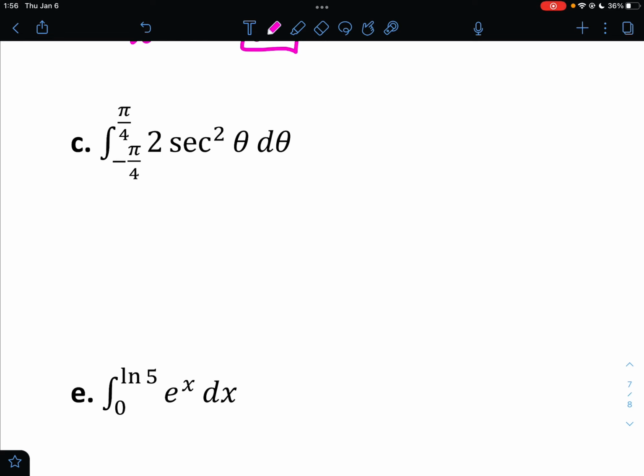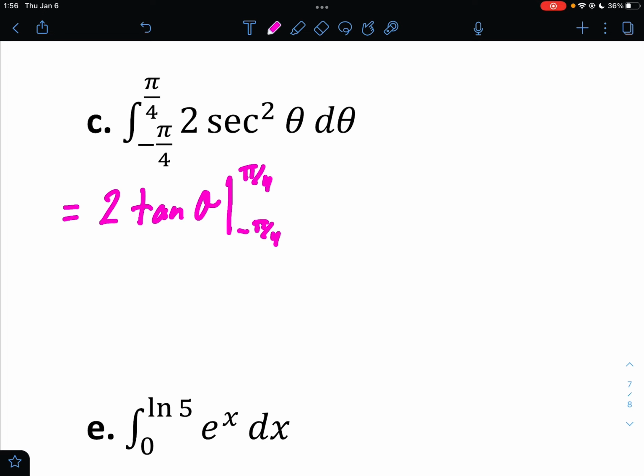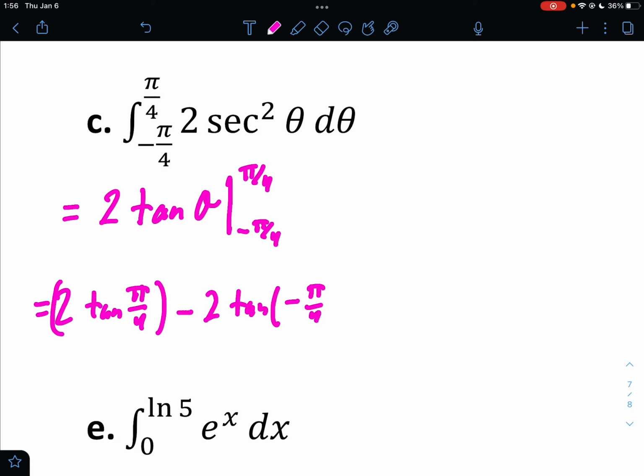Okay. And now what we're going to do here is we're going to take the antiderivative of 2 secant squared theta, which we know is 2 tangent theta, because the derivative of the tangent is secant squared. From negative pi over 4 to positive pi over 4. All right, if we substitute in, we get 2 tangent of pi over 4 minus 2 tangent of negative pi over 4.